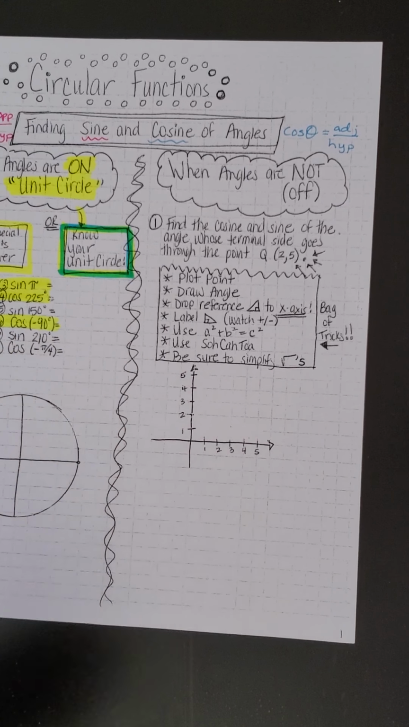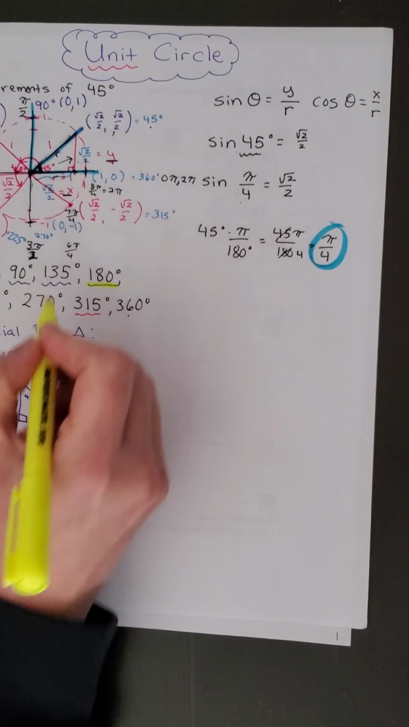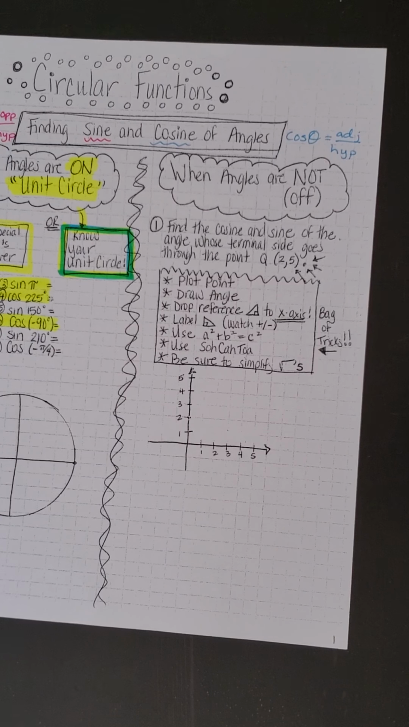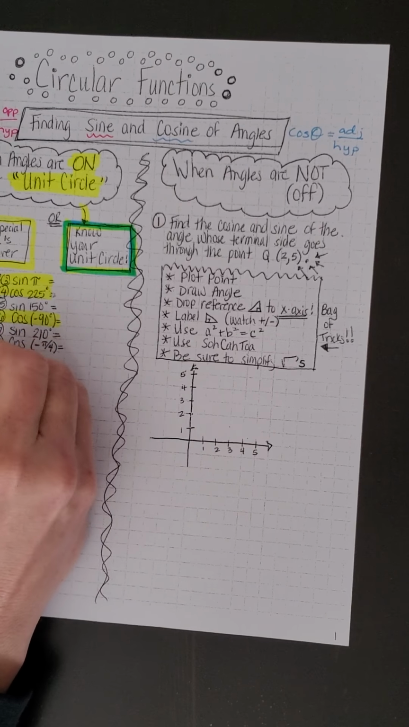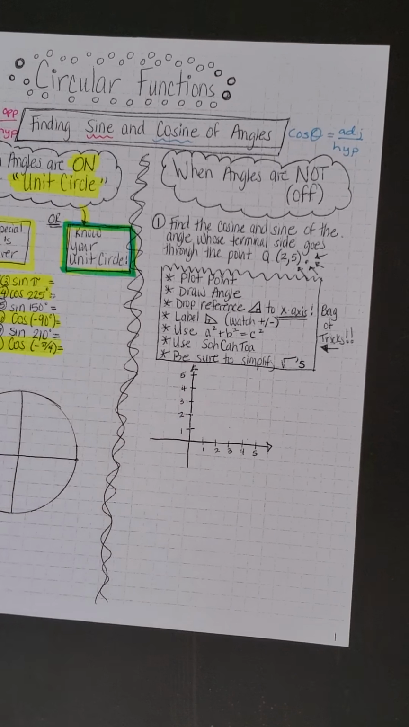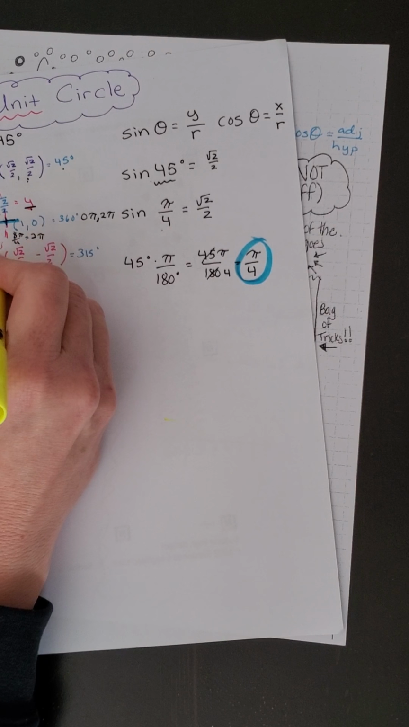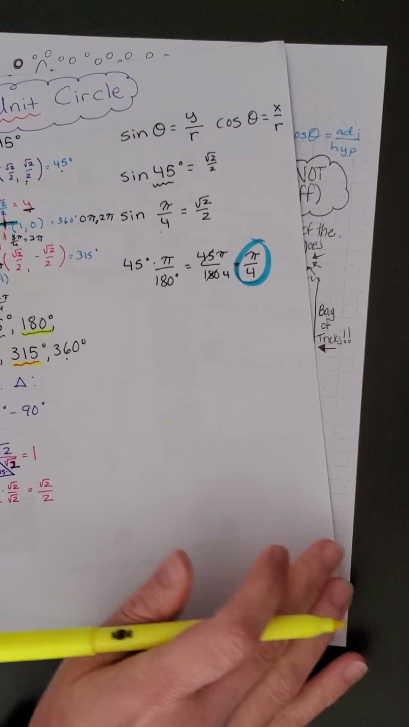Cosine of negative 90. Remember, negative 90 just means you're moving backward 90 degrees, which would be 270. And then negative pi over 4, same thing. If we move backwards pi over 4, it would be right here.